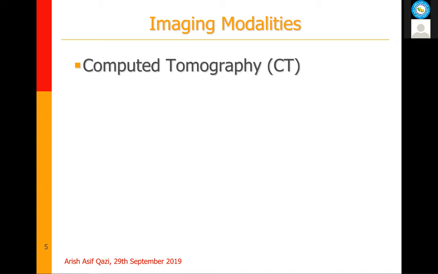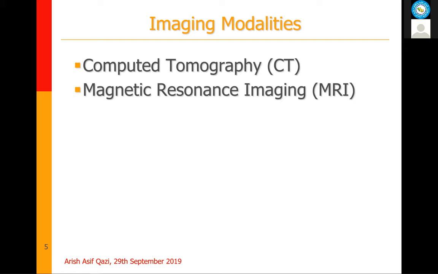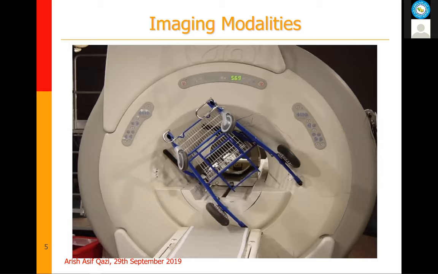Then we have MRI, or magnetic resonance imaging, which is again a 3D imaging technique. MRI, in contrast to CT, is based on the principles of nuclear magnetic resonance. It measures spatial variations in the phase and frequency of RF, or radio frequency, pulses that are emitted and absorbed by an object in the presence of an external, uniform magnetic field. This is a typical MR scanner. This board over here houses the external magnet, and this magnet is actually always on.